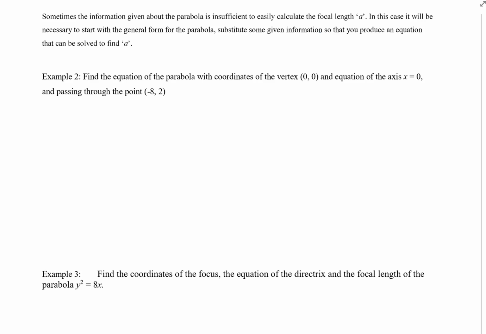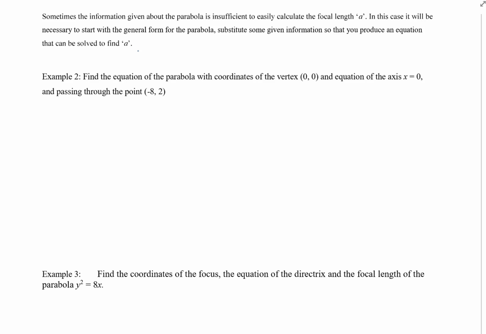Which equation and what's the focal length? We've got one of 4 equations that we could choose from, and the focal length is the focal length. We've got to be able to find it somehow. Saying in this case it will be necessary to start with the general form for the parabola. Basically, we've got to decide which one of those basic forms we want, substitute maybe some given information so you can produce an equation and then ultimately find A. Well, we know that we need to find A because, like I said, there's only really 2 things you've got to do. 1, decide which equation, and 2, find the value of A.